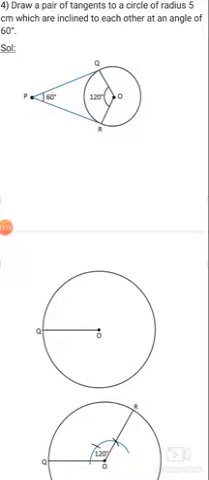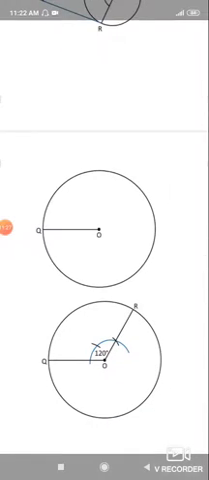The first cut is what? 60 degrees. The second cut is what? 120 degrees. Through that 120 degrees we draw another radius OR. Now the central angle is what? 120 degrees.